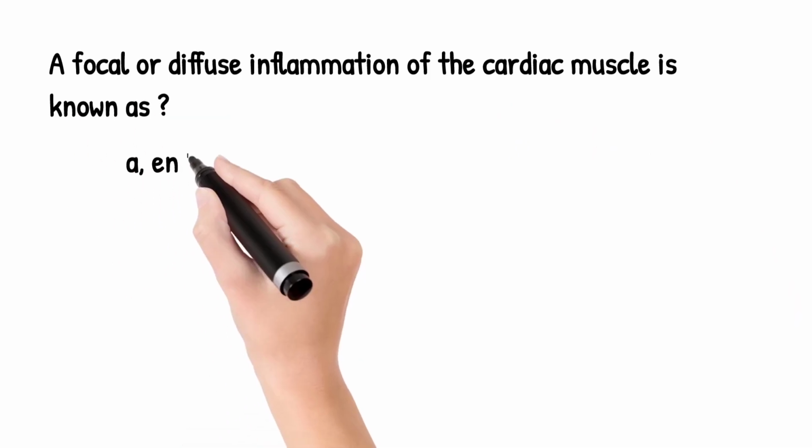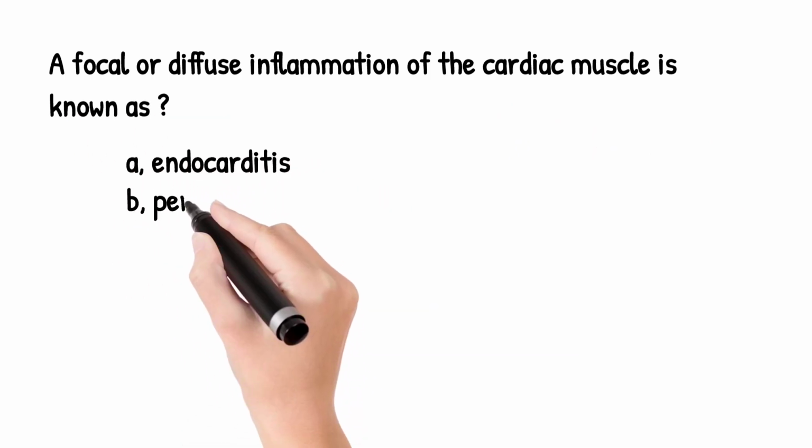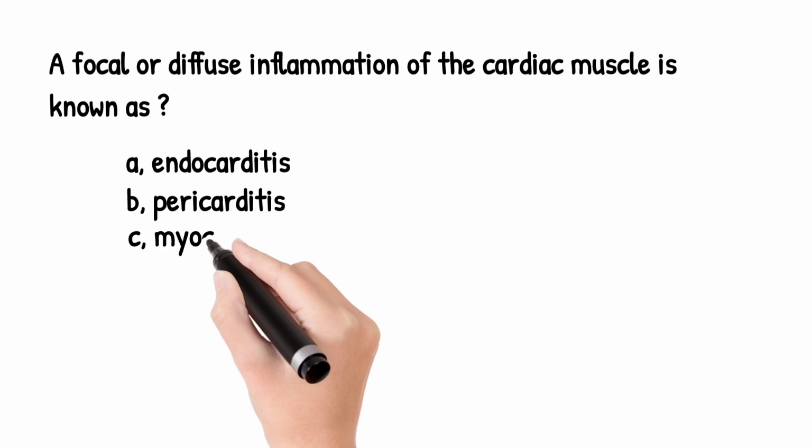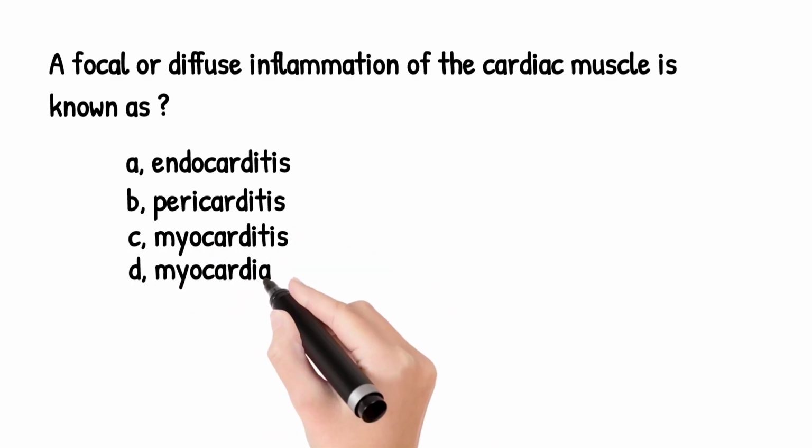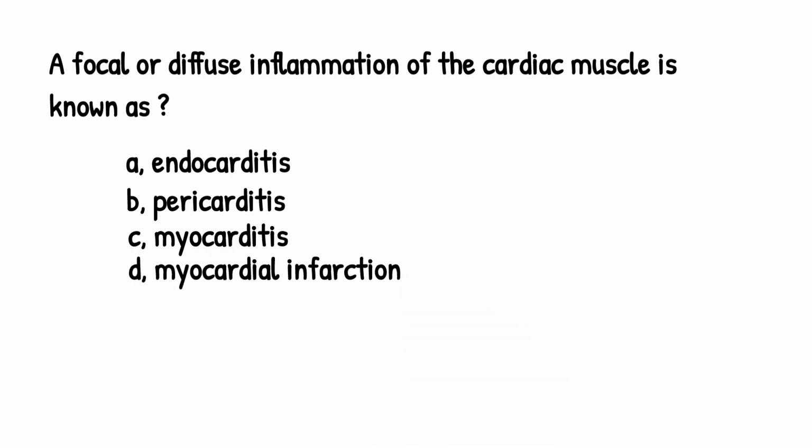A focal or diffuse inflammation of the cardiac muscle is known as Option A. Endocarditis. Option B. Pericarditis. Option C. Myocarditis. Option D. Myocardial infarction. The answer is Option C. Myocarditis.